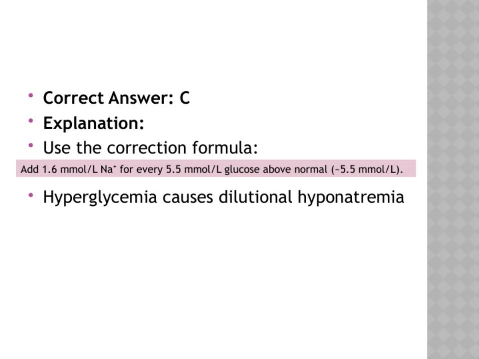Remember, hyperglycemia causes a dilutional hyponatremia because water shifts from the intracellular to the extracellular space, diluting the sodium concentration. So, when evaluating a hyperglycemic patient, this correction helps us understand whether their sodium is truly low or if it's just an artifact of the elevated glucose. This adjustment is crucial for proper management and avoiding unnecessary treatments. The answer here is C, which reflects this correction method.